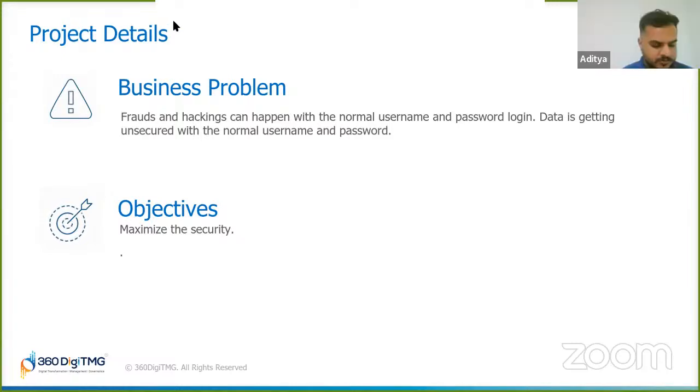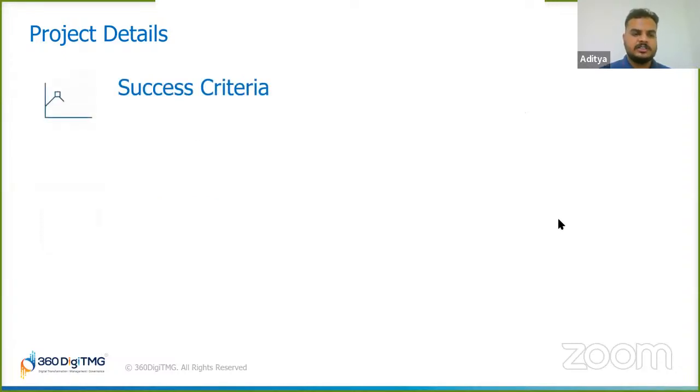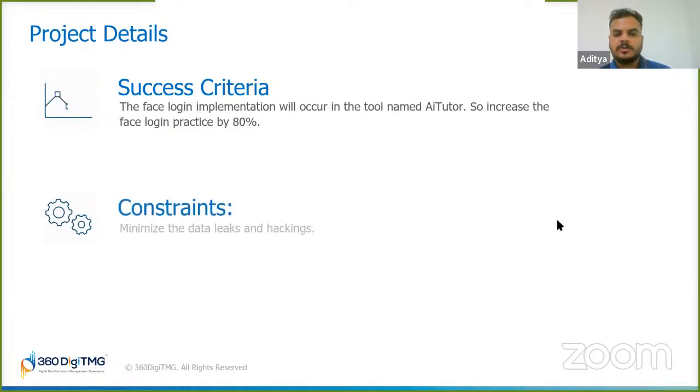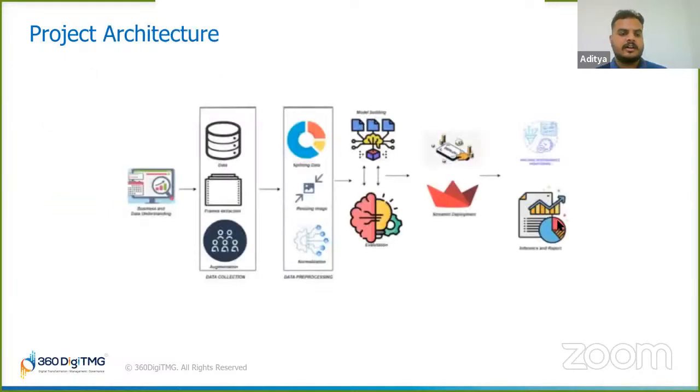Thank you so much, Jyostna, for that introduction. We obviously have our success criteria as well, and this is going to be integrated into our AI tutor system that you all have heard about. Here we have the project architecture, Jyostna. Before we go through a few sections of the project architecture, since this is a facial recognition system, we are working with face images data.